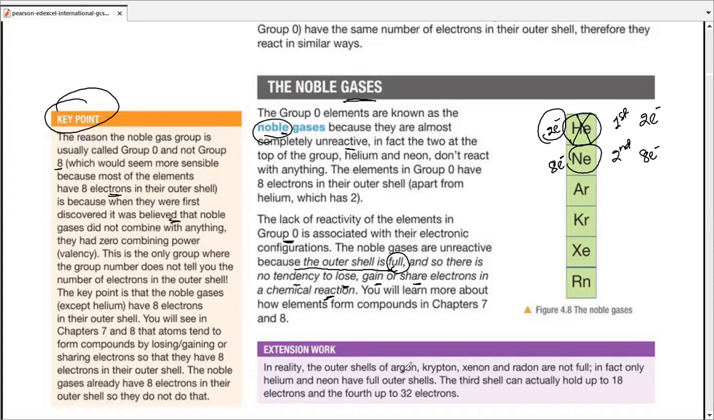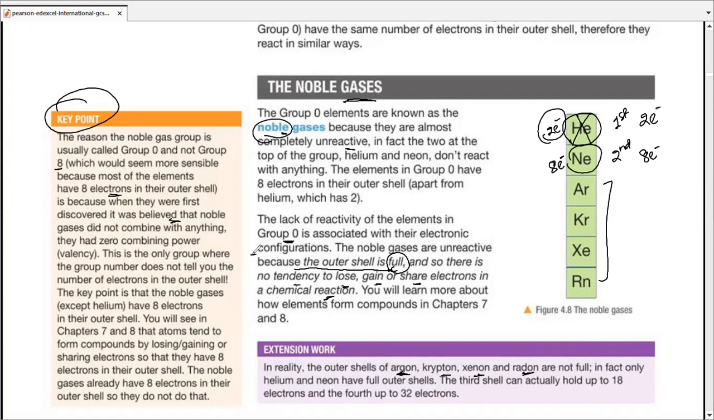In reality, the outer shells of argon, krypton, xenon, and radon, the last four, are not full. But since they have 8 electrons in the outermost shell, they do not need to share, lose or gain electrons in a reaction. So that's why they're still unreactive. So we tend to say that their outer shell is full or stable.